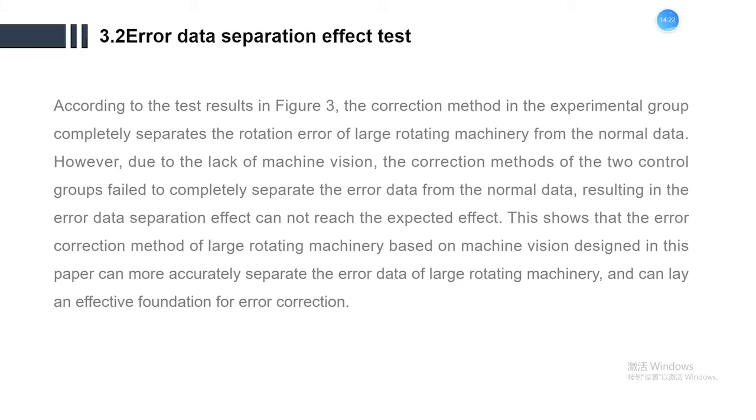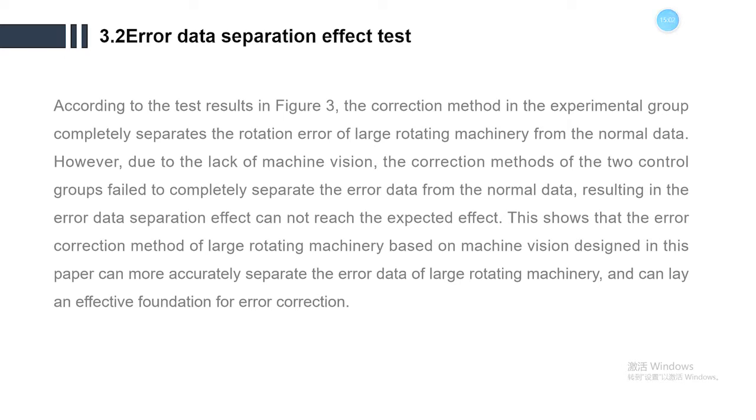According to the test results in Figure 3, the correction method in the experimental group completely separates the rotation error of large rotating machinery from the normal data. However, due to lack of machine vision, the correction method of the two control groups failed to completely separate the error data from the normal data. The error data separation effect reached the expected effect.